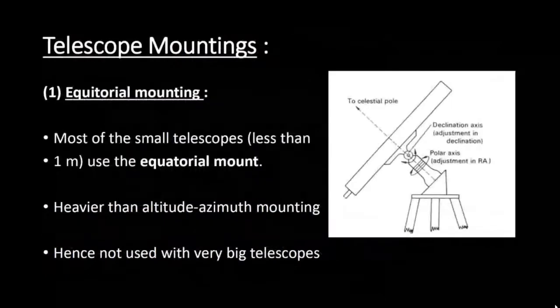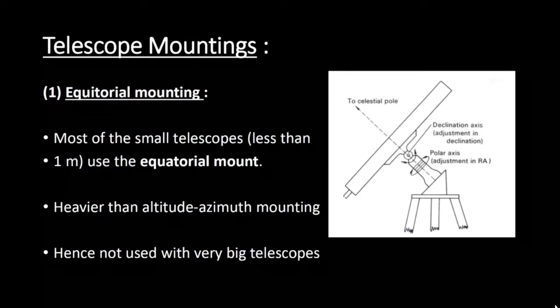So next slide. Next, let us see what are the different types of telescope mounting. Most of the small telescopes, that is, less than 1 meter in diameter, use the equatorial mounting. In an equatorial mounting, the base on which the telescope is mounted is set so that the axis always points to the North Pole. This is done by raising the axis by an angle equal to the latitude of the place. So whichever place we are measuring from, we should take into account the latitude angle and place the axis at that angle.